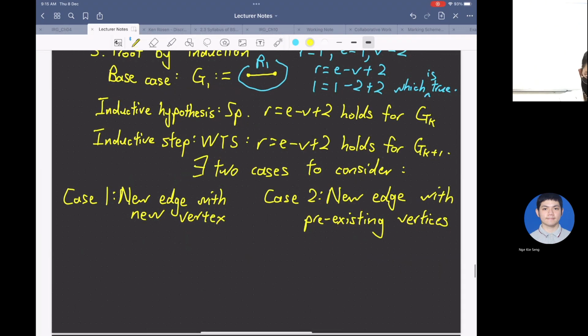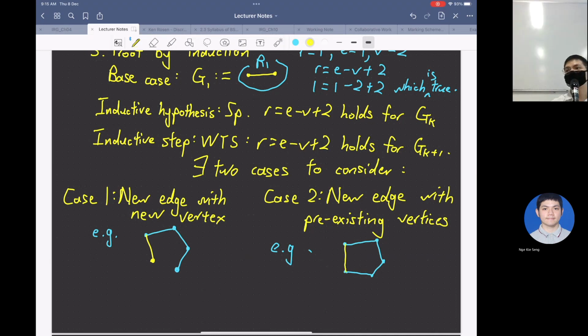So new edge with new vertex in your mind should be something like this. Okay, new edge with new vertex. New edge with existing vertex is something like this. Okay, you join the two previously existing vertices. Okay, make sense? Makes sense. Okay. So let's look at case 1 first.